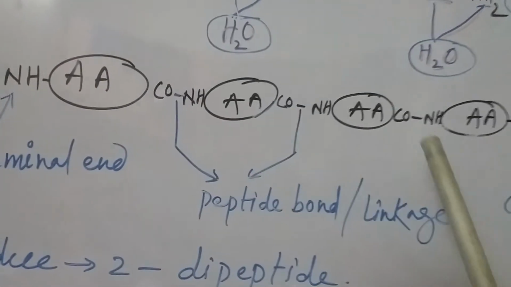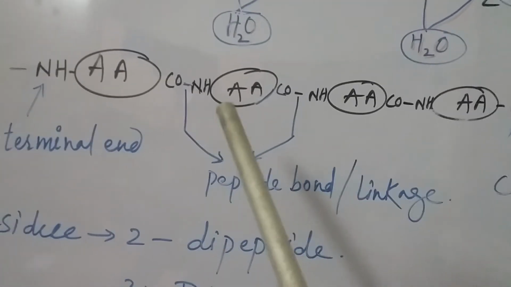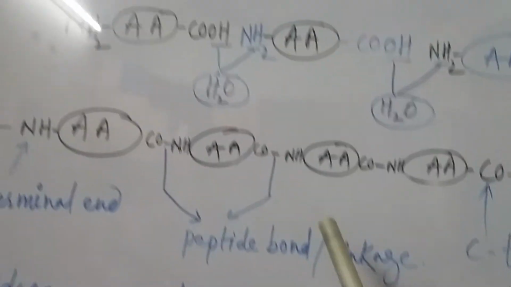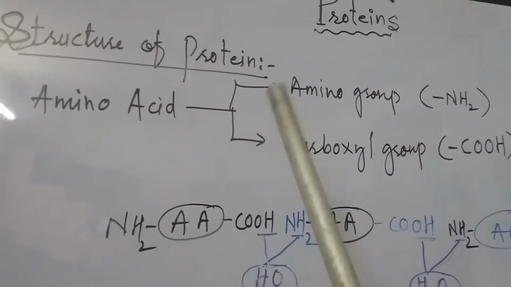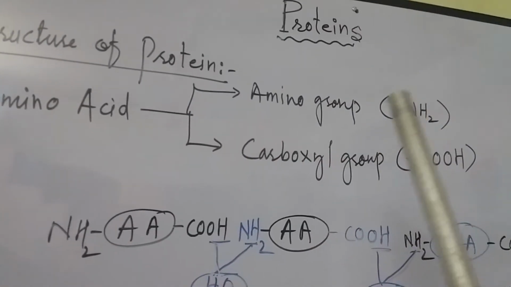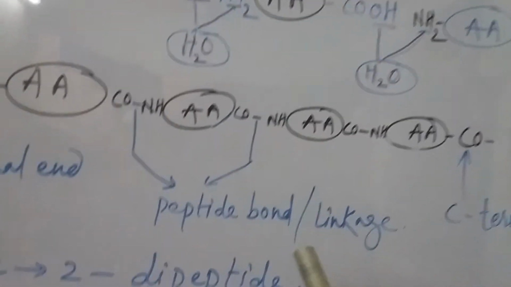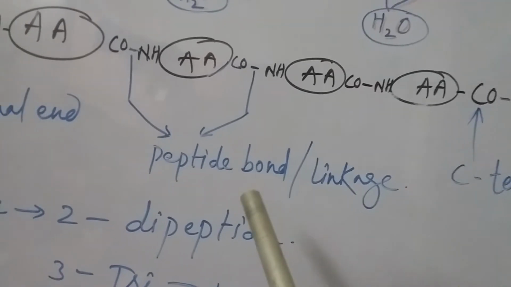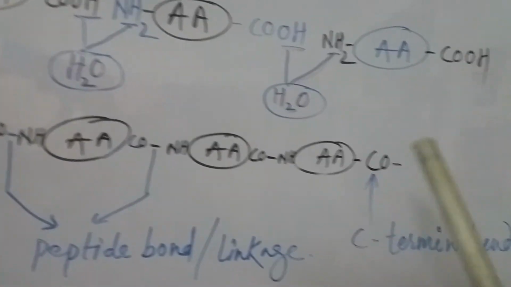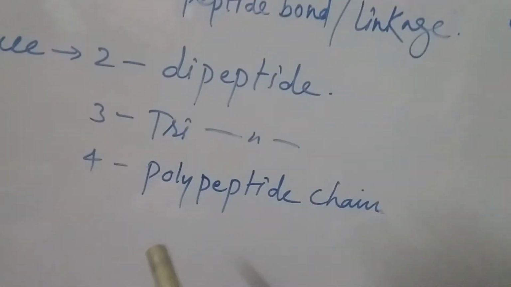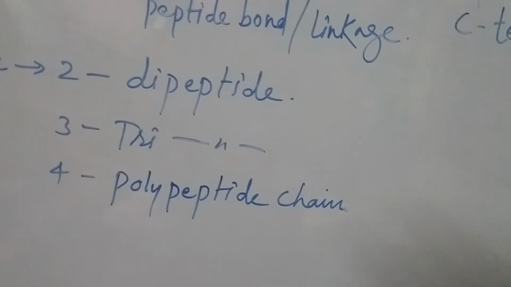So likewise, a polymer chain containing so many amino acids is formed, and hence protein is nothing but a long polymer chain of amino acids, which is formed by the linkage of peptide bonds. And as you will see a lot of peptide bonds in the linkage, this chain is called a polypeptide chain.